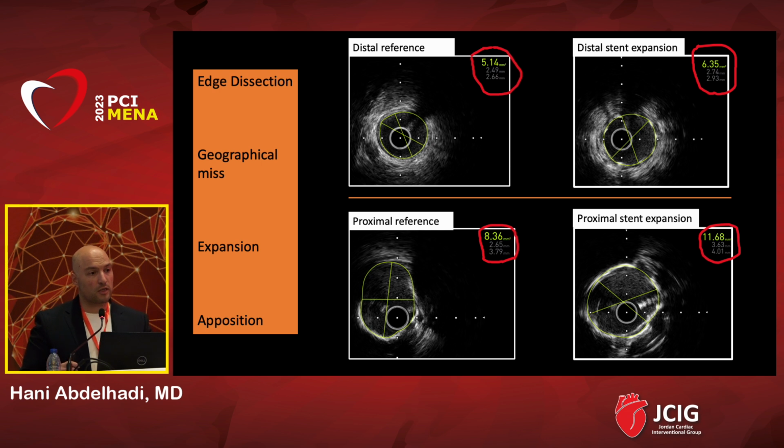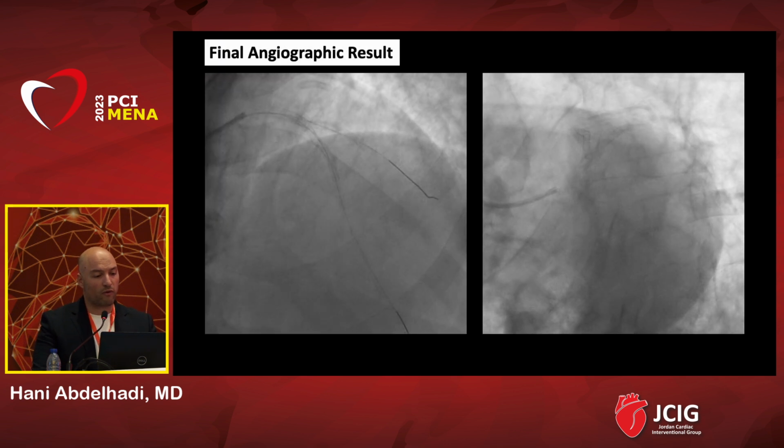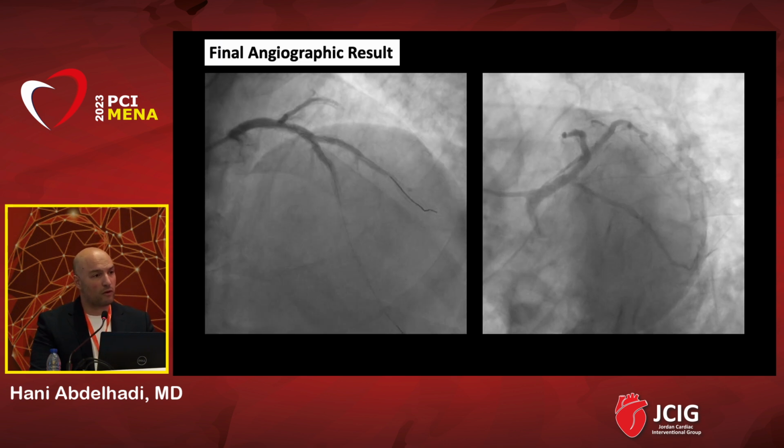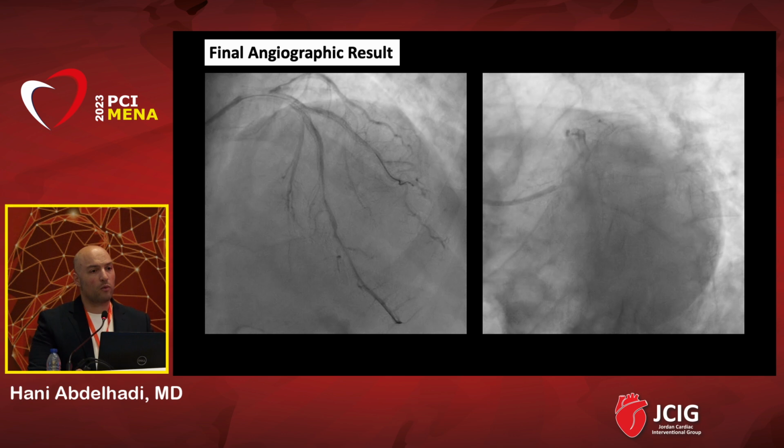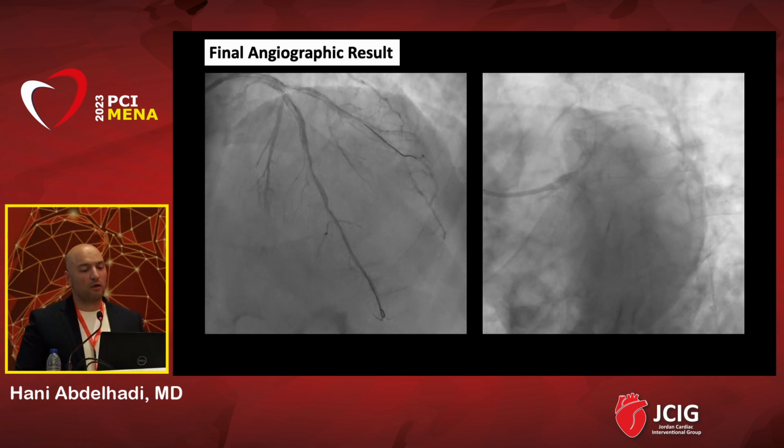You can then further assess your bifurcation itself. So you can image the bifurcation, you can see how big the LAD is just at the point of the bifurcation. Here we've got an area of about 7.1, so it's pretty decent. You can also measure the ostium of the diagonal. You can make sure that you've opened it up very nicely and you've got a fairly good result. And therefore we're quite happy with this outcome, and then we do our final angiogram, and we've got a very good angiographic result.